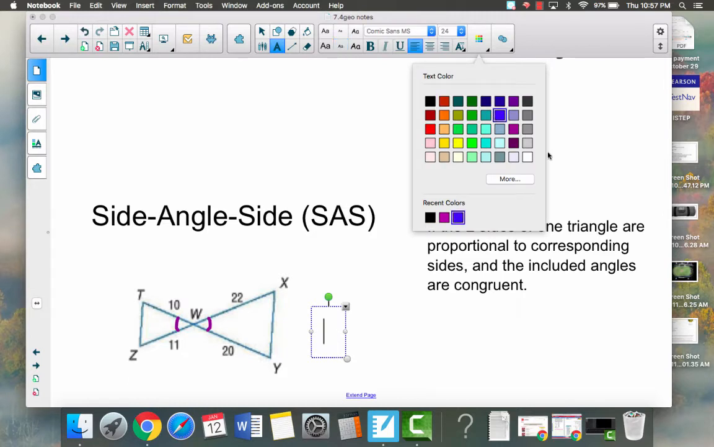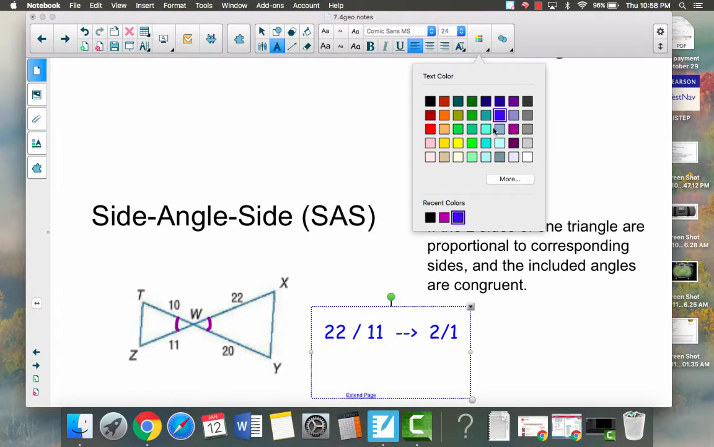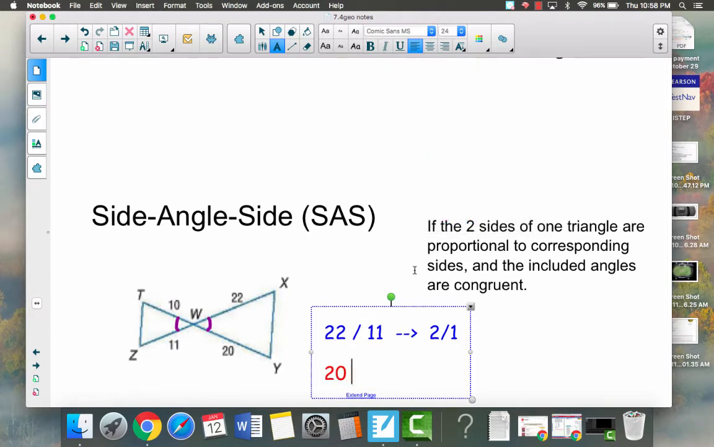Do this in blue. So 22, that's the largest side of the right triangle, so it's going to go with the largest side of the smaller one, so that's 11. So 22 over 11 reduces to 2 over 1. Okay, and then do the same thing with the smaller side, so that's 20, and if we put that over 10, when we reduce that, we get 2 over 1 as well.